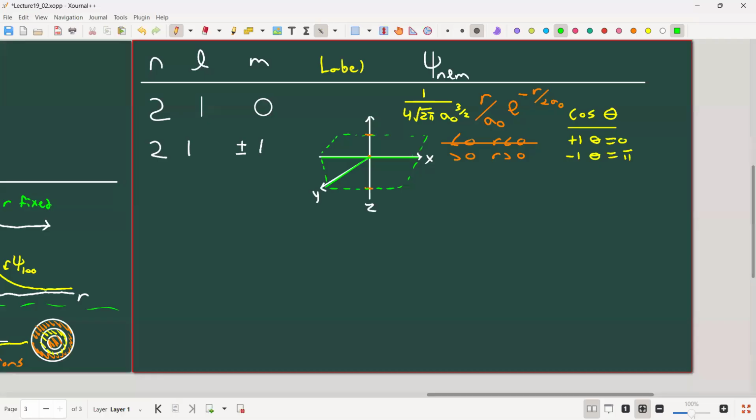And I know the function is going to be non-zero in this region. Or sorry, it's going to be 0 in this box. And it's going to be 0 in this box. So that means that the wave function only exists above and below the plane of the atom, or of the xy plane. And the function's maximum at theta equals 0 and minimum, or another local maximum, at pi.